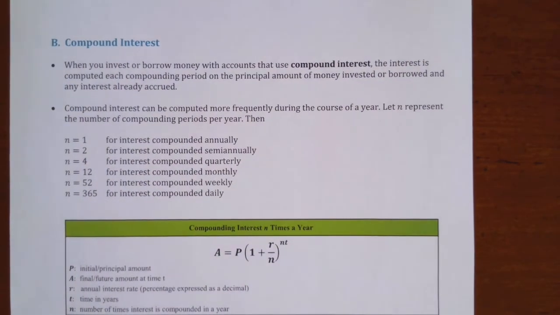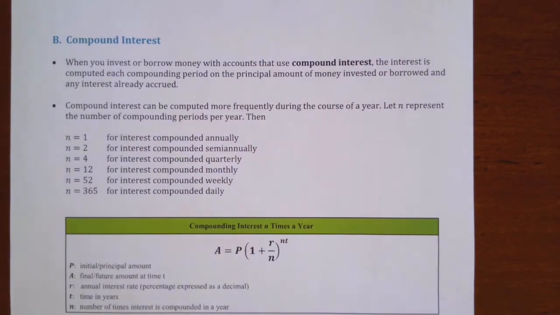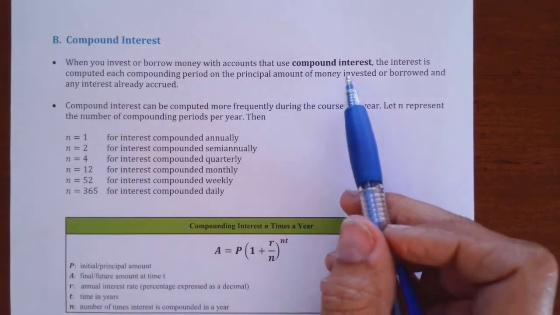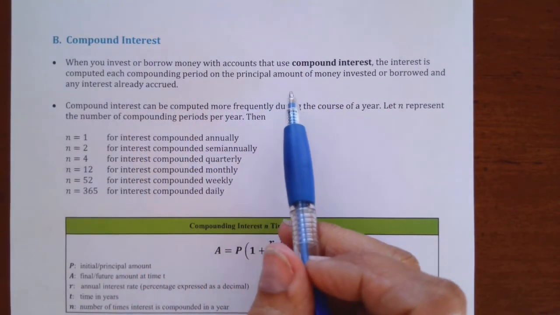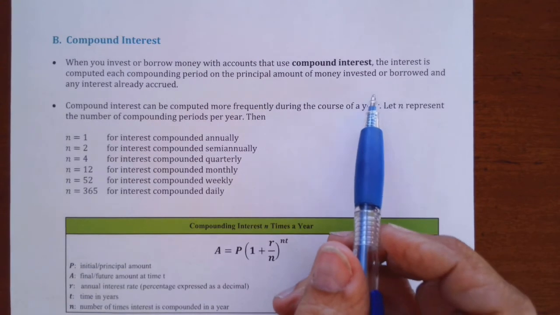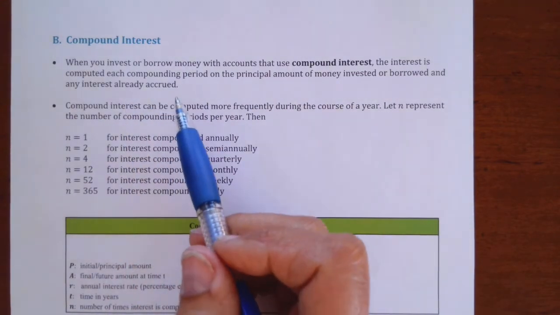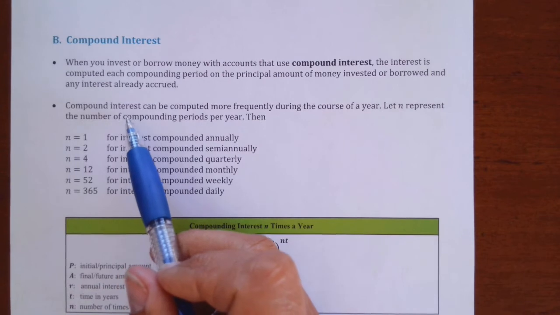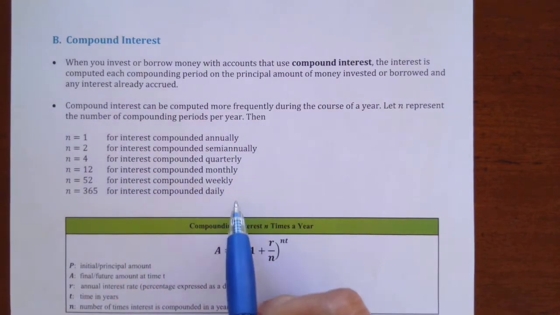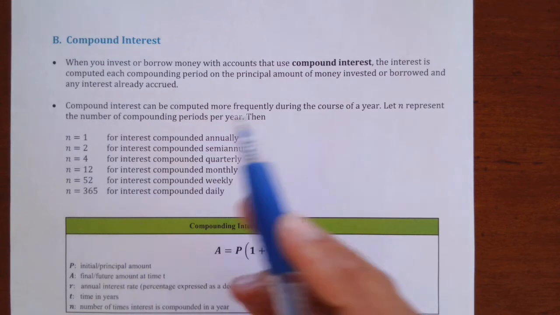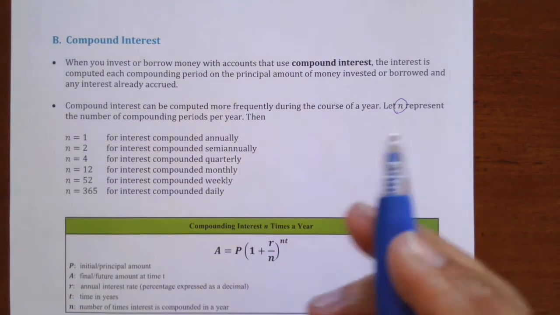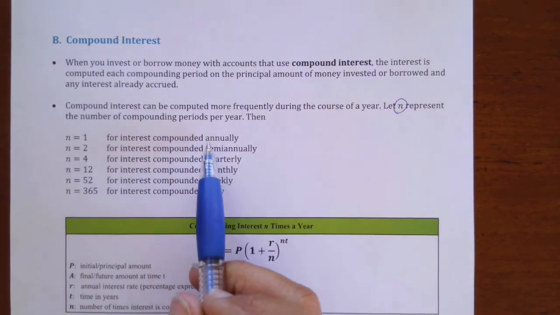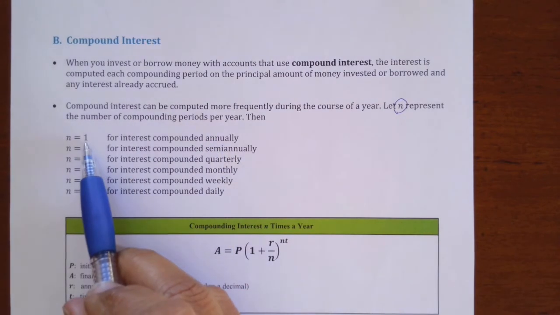All right, so now let's talk about compound interest. Okay, when you invest or borrow money with accounts that use compound interest, the interest is computed each compounding period on the principal amount of money invested or borrowed, plus any interest already accrued. Okay, so for these problems, you're going to need to know these words and the numbers that go with them. And in our formula in a minute, n is going to represent the number of compounding periods per year. So if it says your money is compounded annually, that means that's once a year.